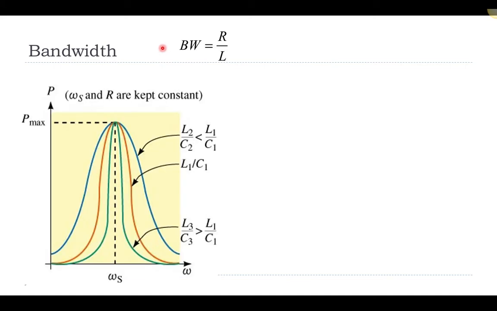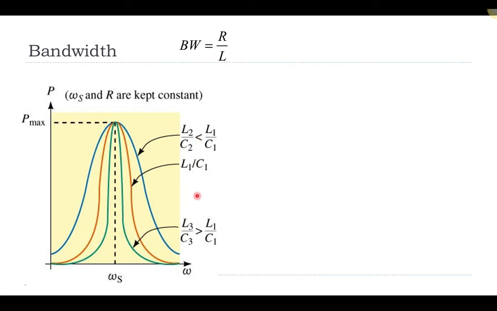So we can also talk about the bandwidth in terms of the sensitivity curves. And so in this particular sensitivity curve, we have the power, and our resonance frequency is constant, and also the resistance in our circuit is constant. And so we also have a capacitor and an inductor in the circuit. And what this sensitivity curve is showing is it's telling us something about the bandwidth. Is the bandwidth narrow, or is it more broad for each of these cases? And they're written in terms of the ratio of the inductance to the capacitance.